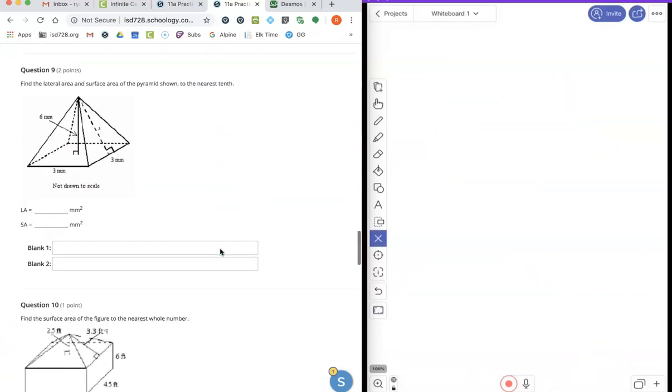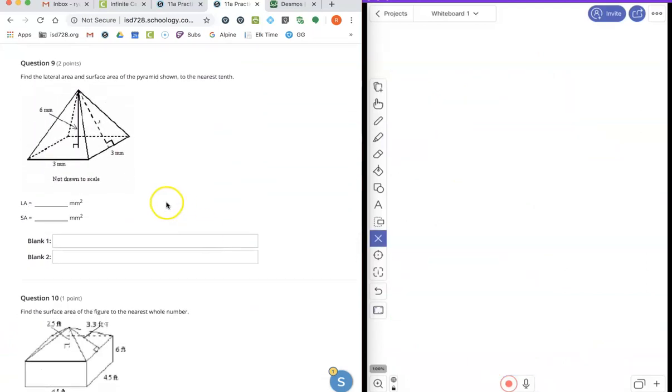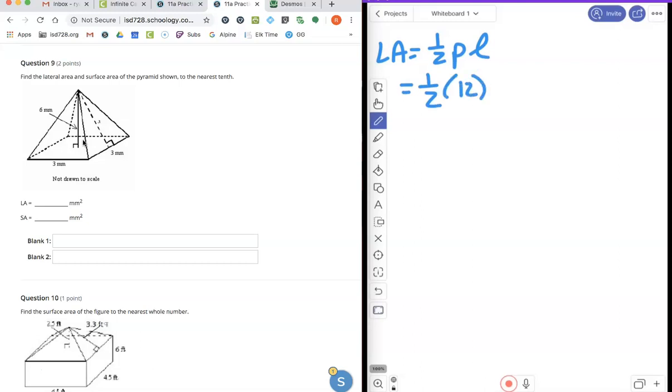So now we're on number 9. It's another pyramid, but the issue is they gave us the wrong type of height. So we have to go and figure out how to fix that. So to do lateral area, we still want the same thing we've been doing, 1/2 times P times L. Problem is we don't have L. So we have the perimeter of the bottom. 3 times 4 is 12. All right, but I don't know what the slanted height is. So that's going to cause me a little bit of trouble.